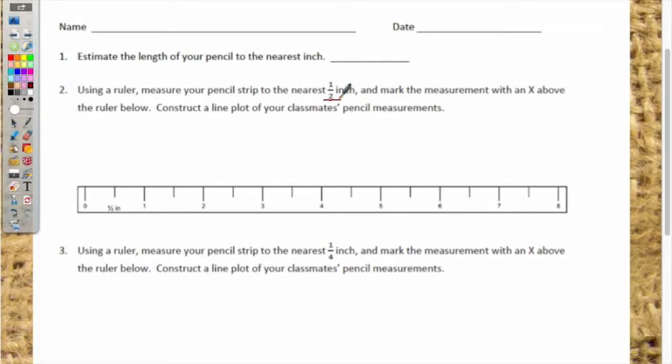What? Okay, because you started lesson 1? Summed up. Okay, line plots.